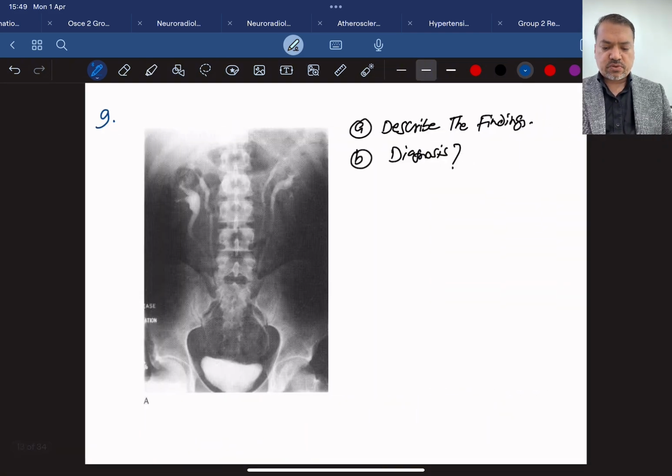One more case. I'll continue in another session. Now look at the X-ray here and describe the findings. You can clearly see there is a double ureter. So this is a case of double ureters.